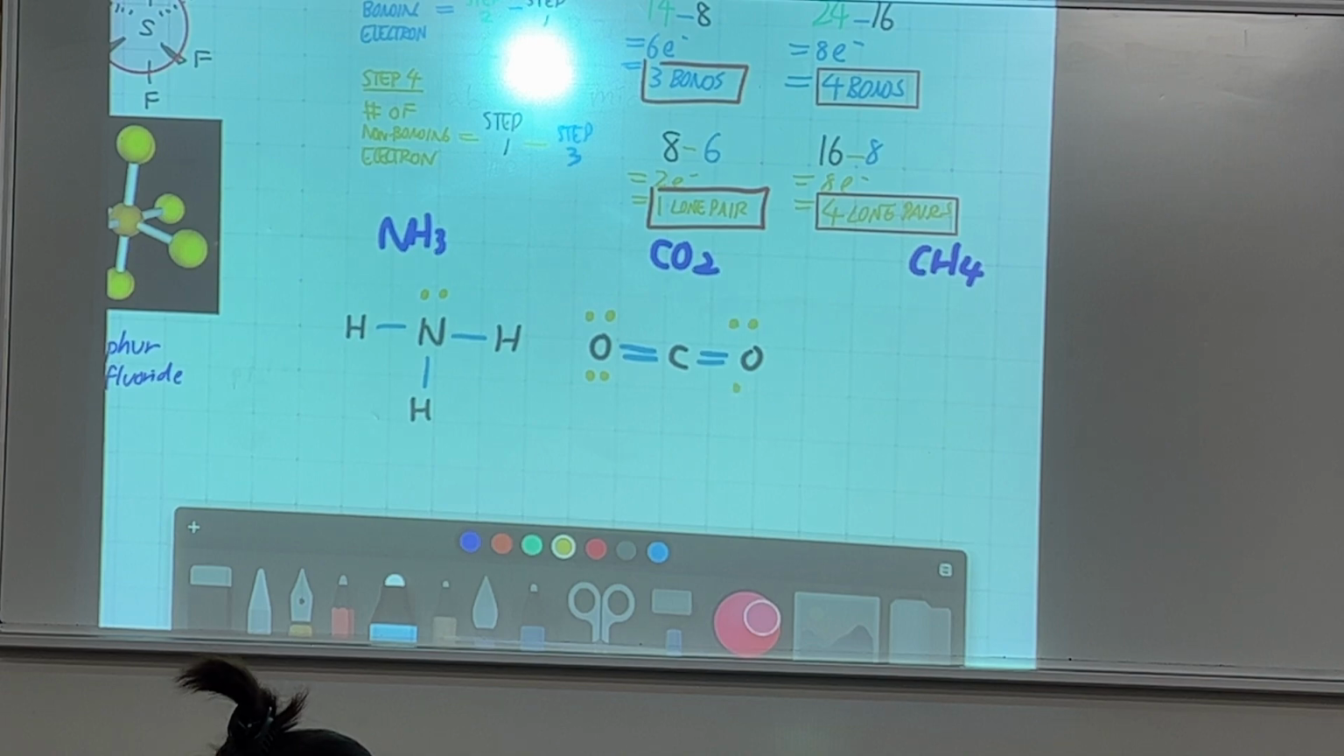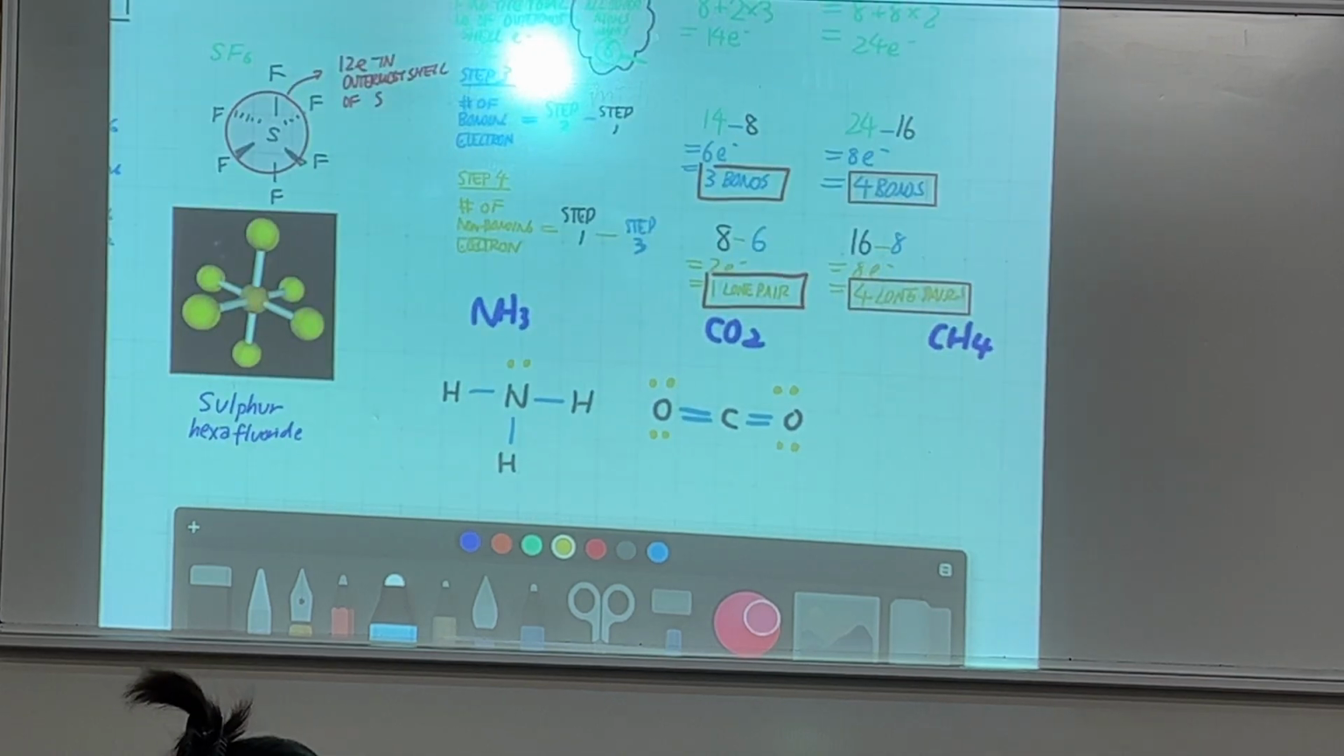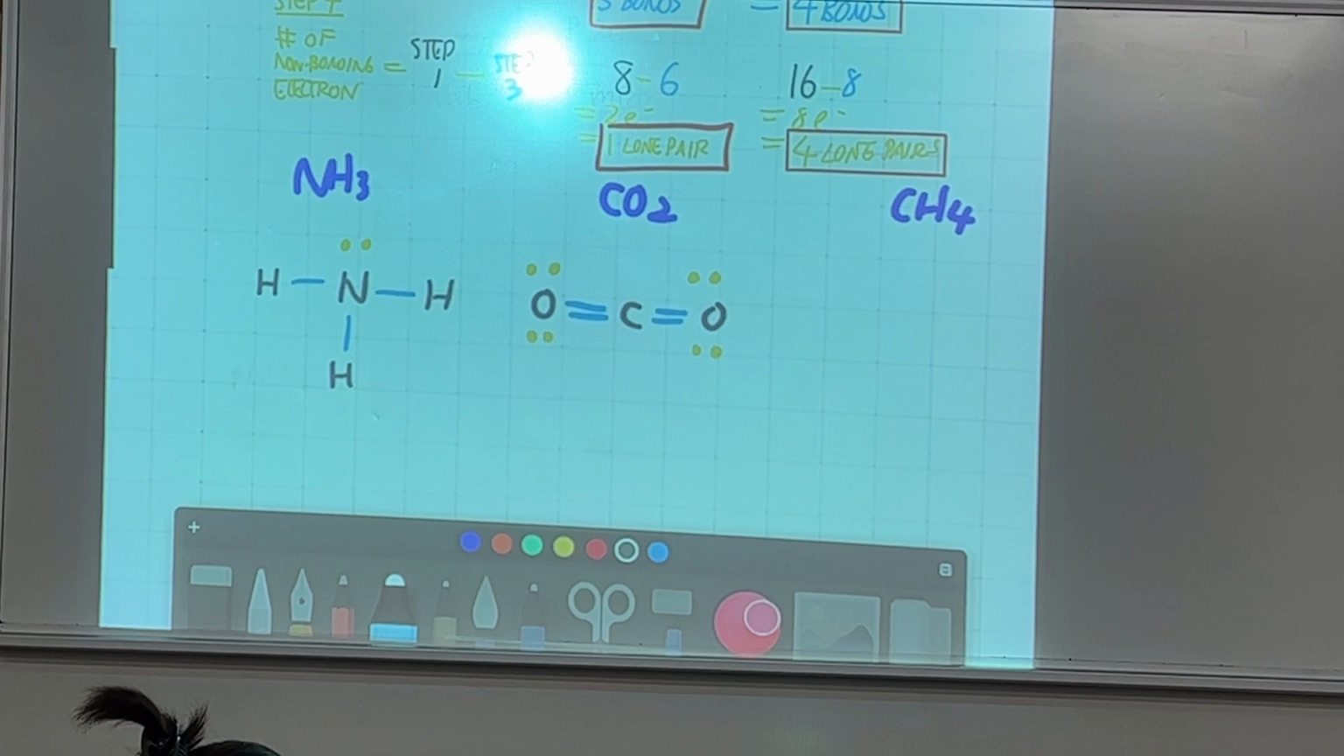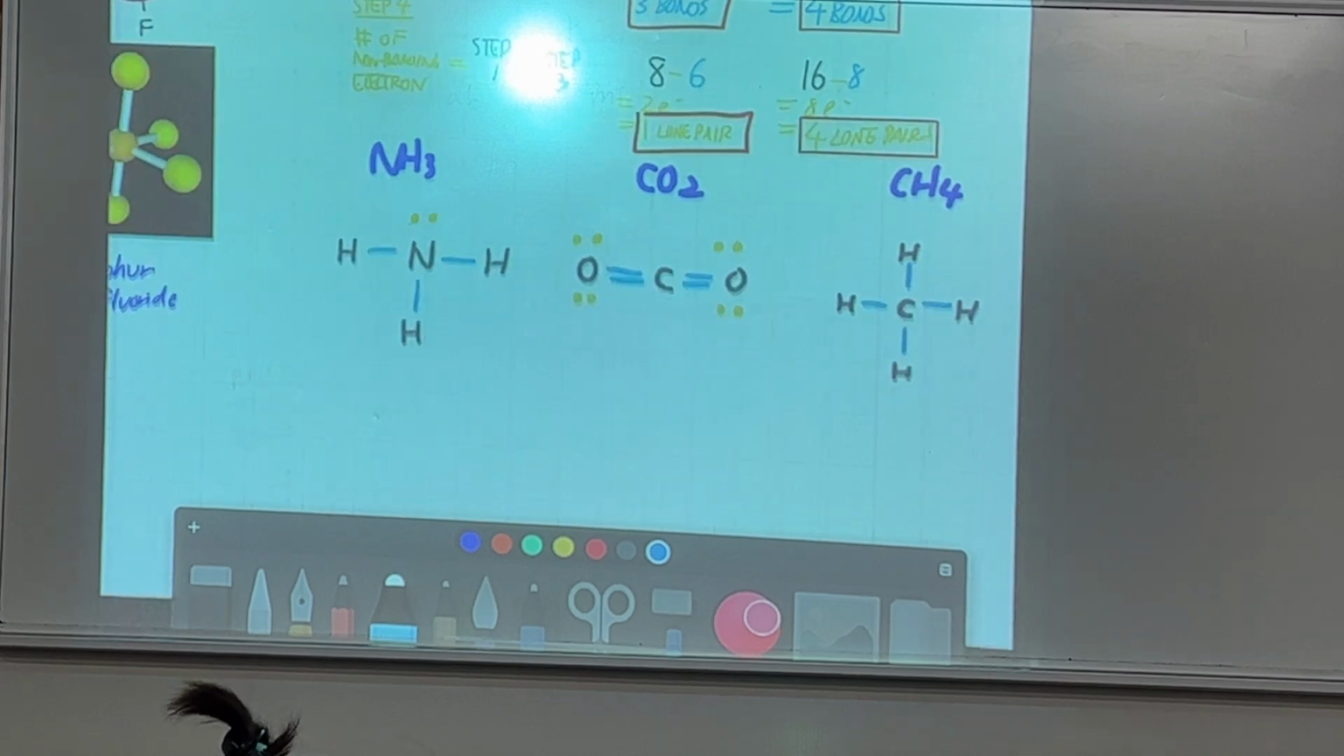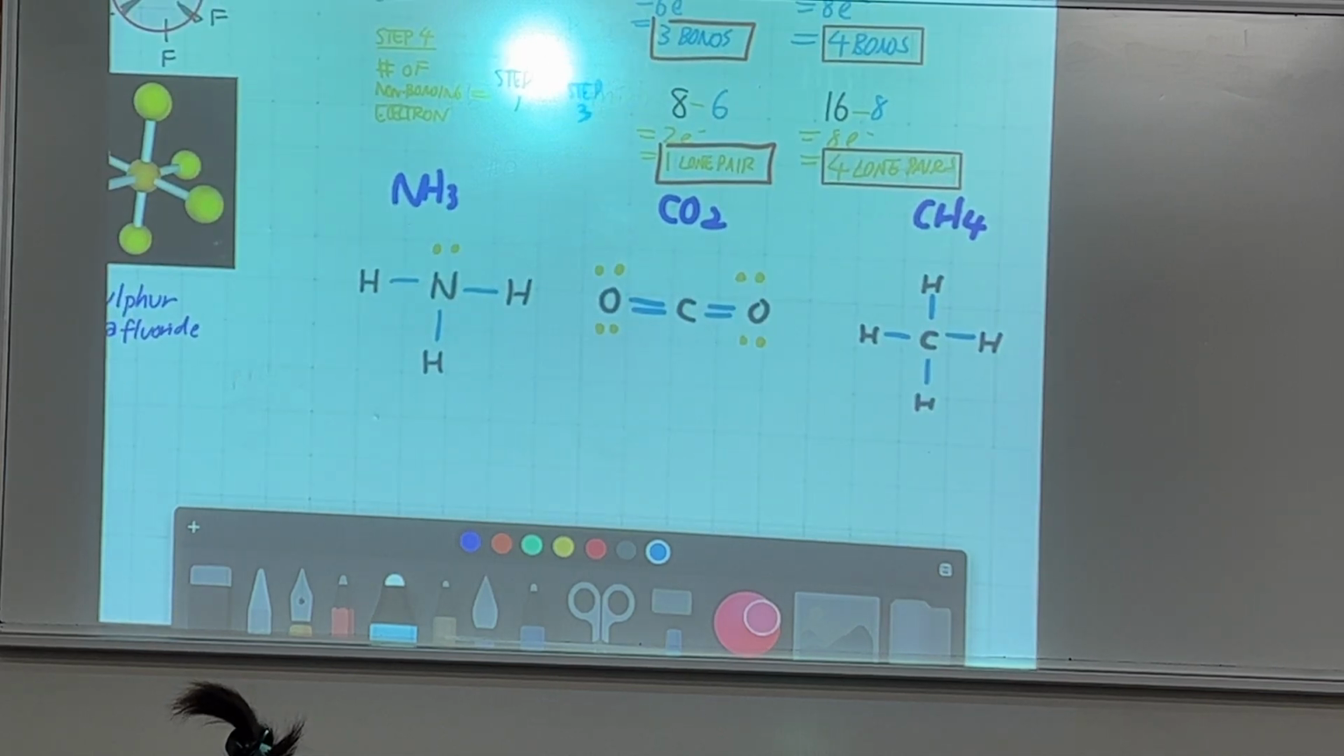So this is CO2. And finally, for CH4, I'll just draw you the answer. Okay, because it is really just the same step. Okay, so you have this. And my question is, how many domains are there around the central atom?